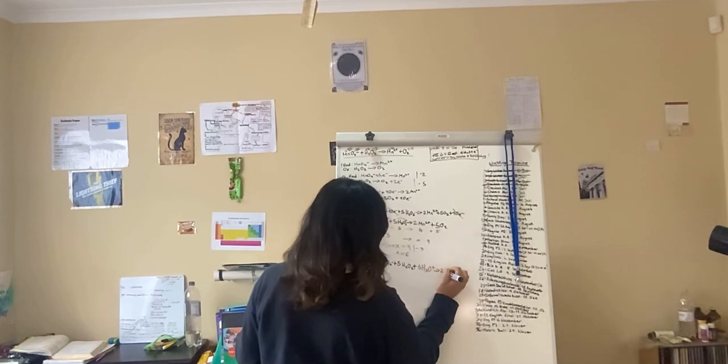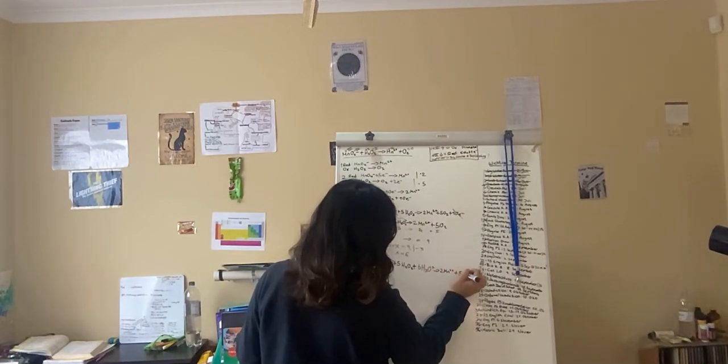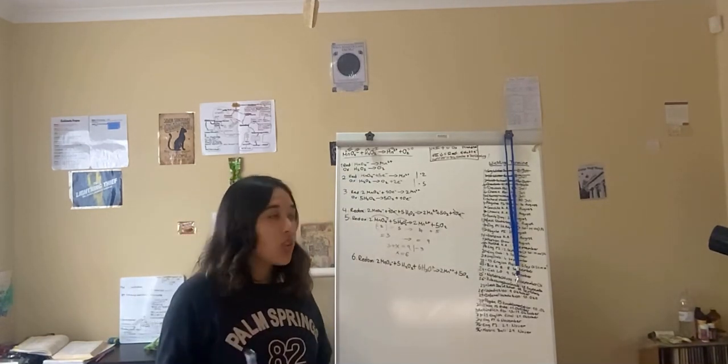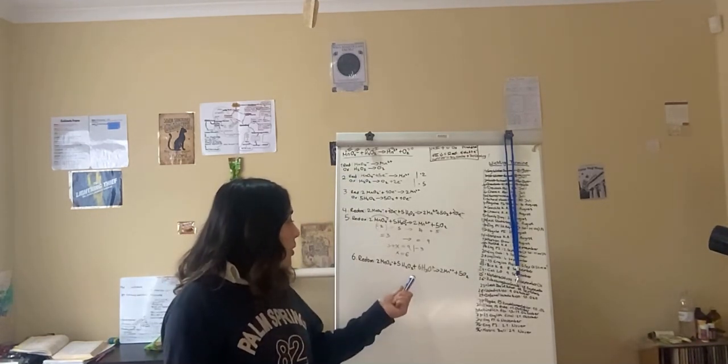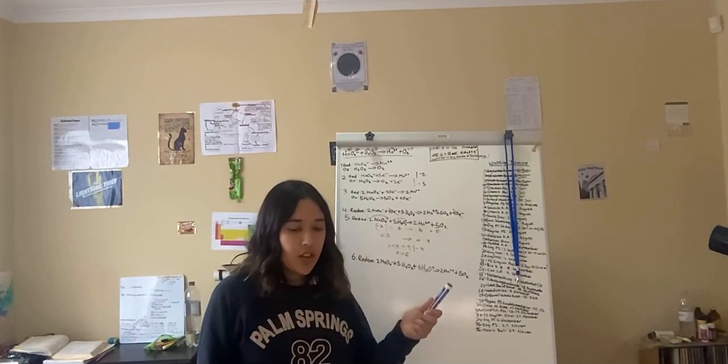And that goes to 2Mn2 plus 5O2. Now for the Wasser. The Wasser always goes on the opposite side of where the H3O plus or OH minuses are.